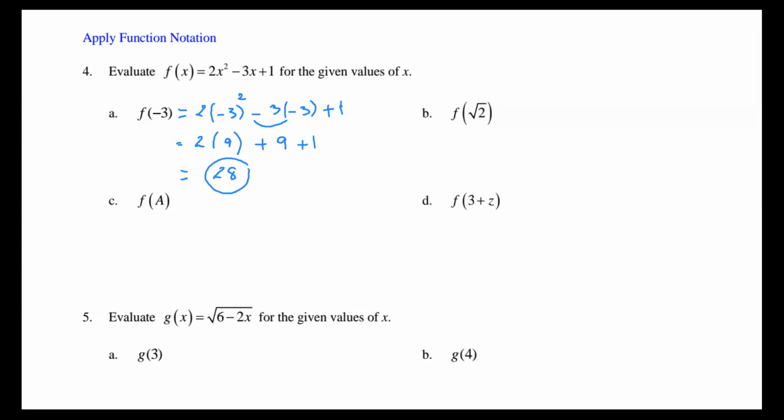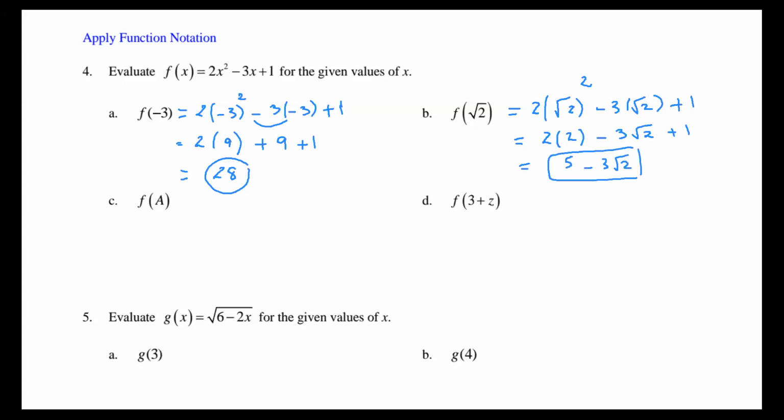So same thing we are going to do for part B. We are going to plug in square root of 2 wherever the x comes. So square root of 2 squared minus 3 times square root of 2 plus 1. And square root of 2 squared is +2. So 2 times 2 is 4, plus 1 is 5, minus 3 square root of 2. So combine the like terms. So it's 5 minus 3 times square root of 2.